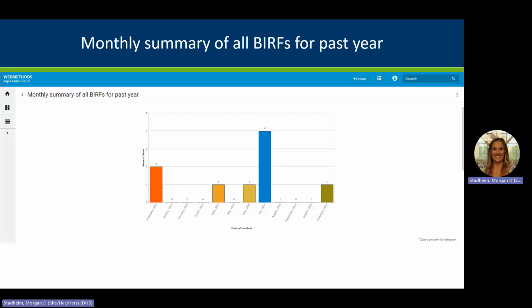This next report, titled Monthly Summary of All Births for Past Year, can help providers identify if the number of incidents is increasing or decreasing for their organization, which might help providers make organizational decisions like whether to hire more behavior professionals, when incidents might be common.